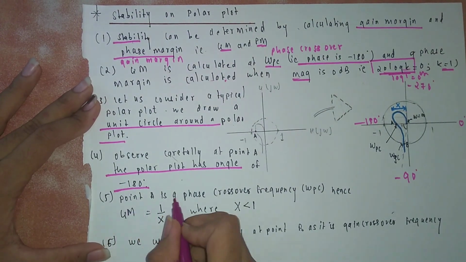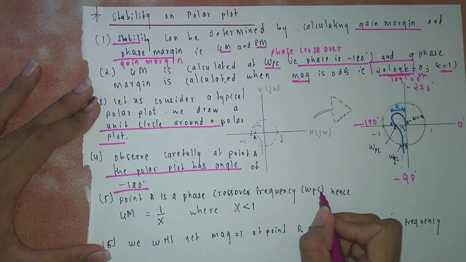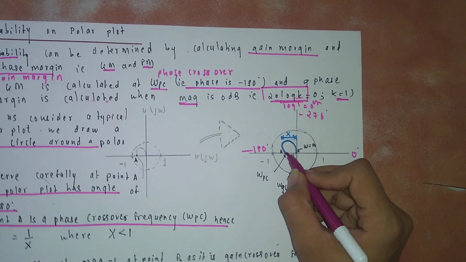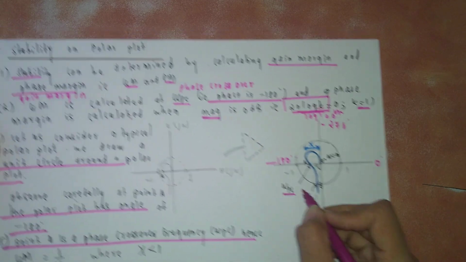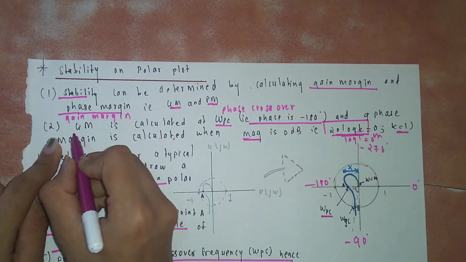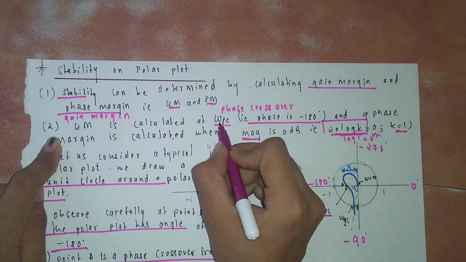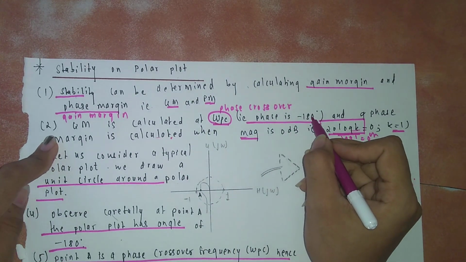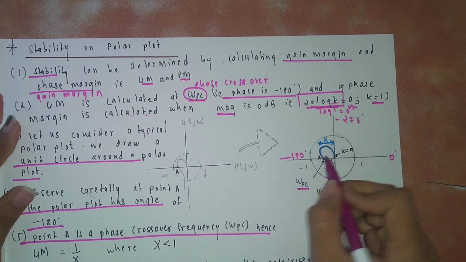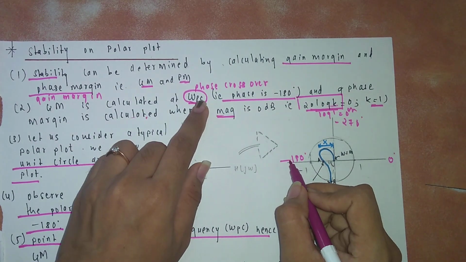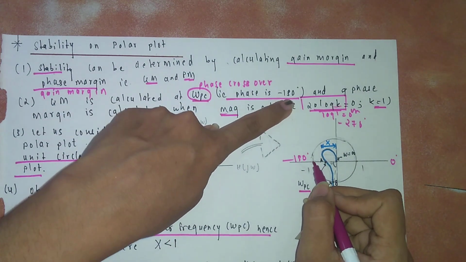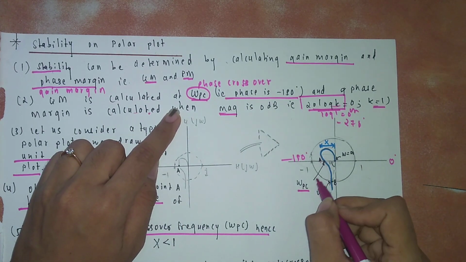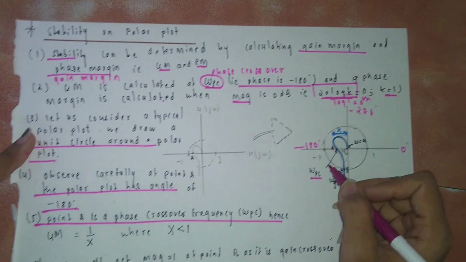Now, point A is a phase crossover frequency. Point A is a phase crossover frequency. Why is it phase crossover frequency? Because according to the definition, guys, this definition you should know, at omega PC, phase is always minus 180 degree, right? So as point A has angle minus 180 degree, therefore here we get omega PC at point A, right? This arrow is showing you omega PC.